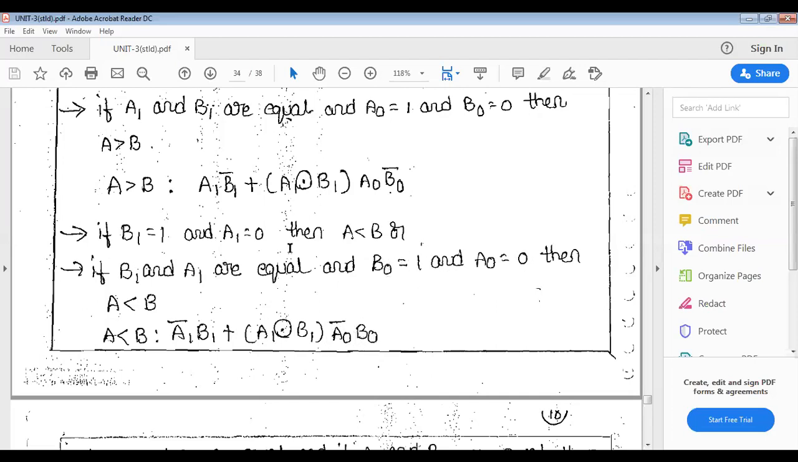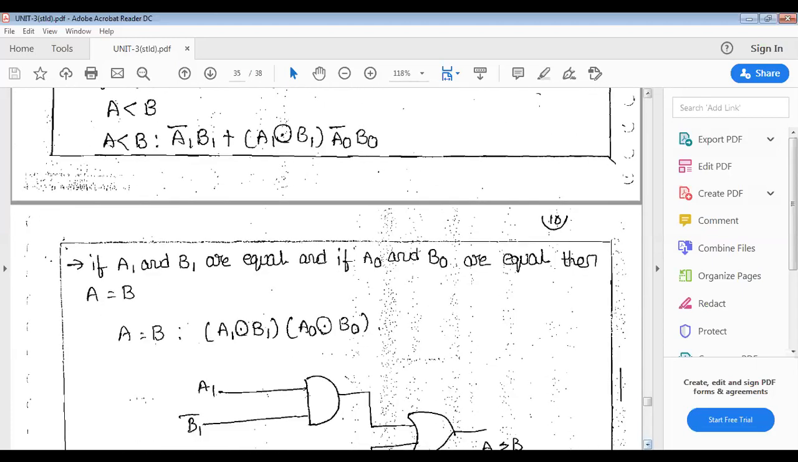So putting these together, the equation for A less than B is A1 bar B1 plus A1 exclusive NOR B1 and A0 bar B0. The first expression is A greater than B, and the second expression is A less than B. Then comes the third comparison, equal to.